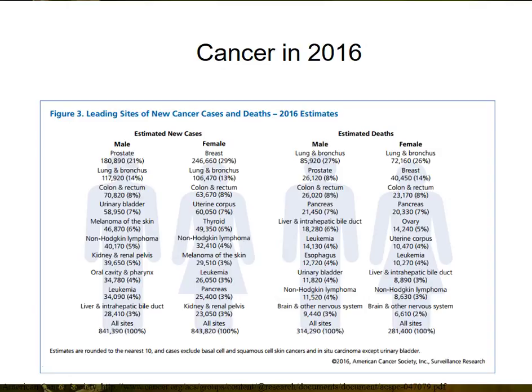As far as death, lung and bronchus has a higher death rate, with prostate and breast being second. But those are cancers that we're better able to treat, and therefore, even though they're more common to occur, the actual death rate of lung and bronchus is higher in both males and females.